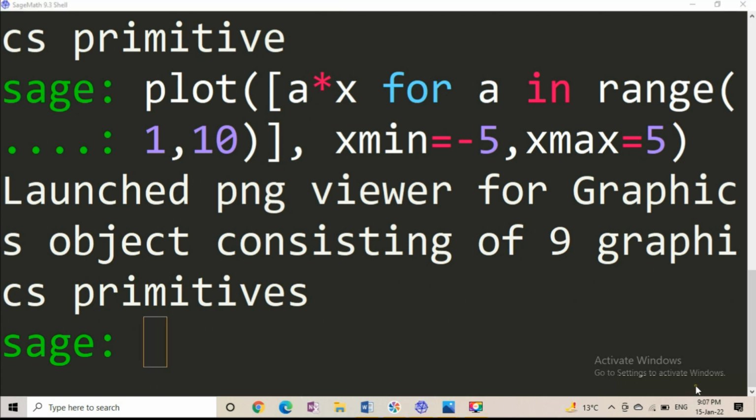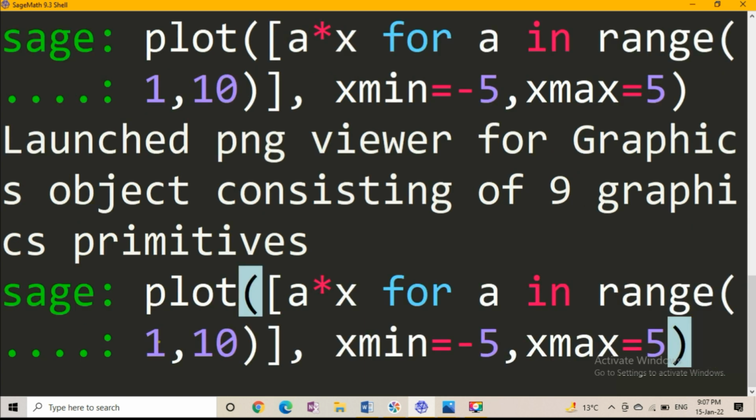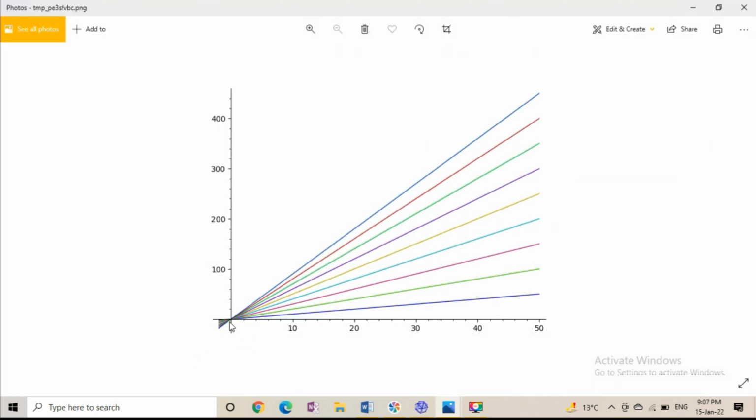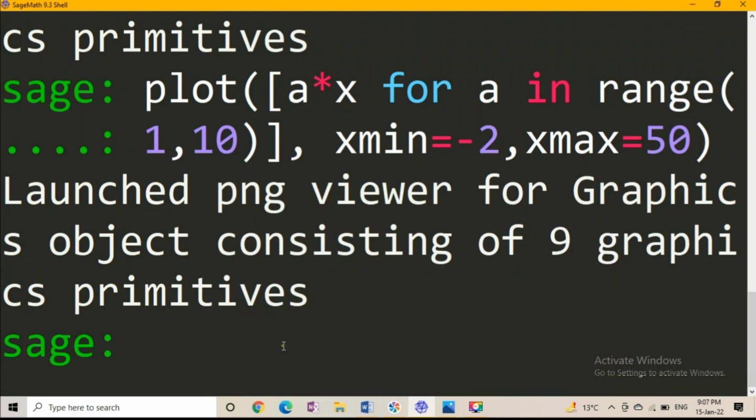Now again we change the value of x from -5 to 5. You can take any arbitrary minimum value and maximum value of x. So for example, if we take the value -2 and the maximum value is 50, and then press enter. Look at this. We take -2, so it starts from -2 and goes to 50. The graph will be changed.